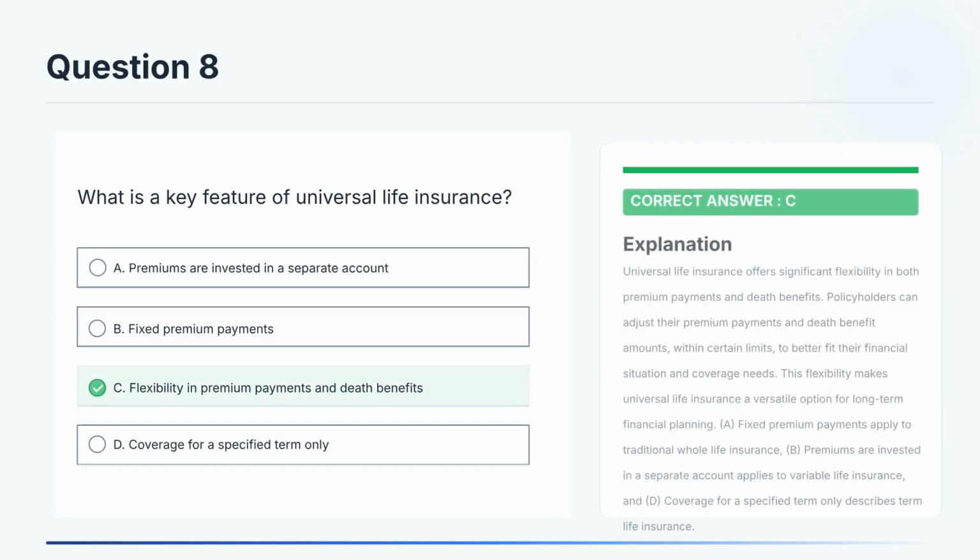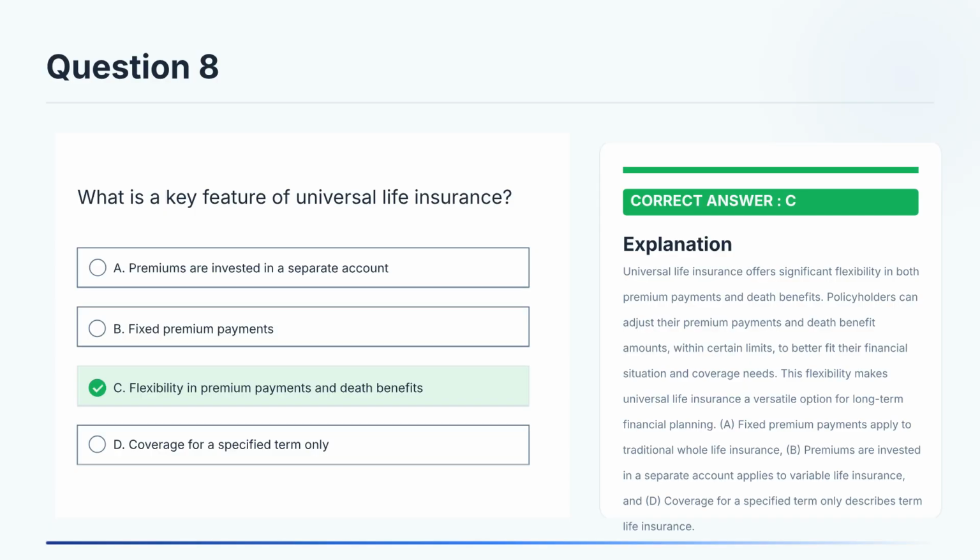The correct option is C. Universal life insurance offers significant flexibility in both premium payments and death benefits. Policyholders can adjust their premium payments and death benefit amounts within certain limits to better fit their financial situation and coverage needs. This flexibility makes universal life insurance a versatile option for long-term financial planning.